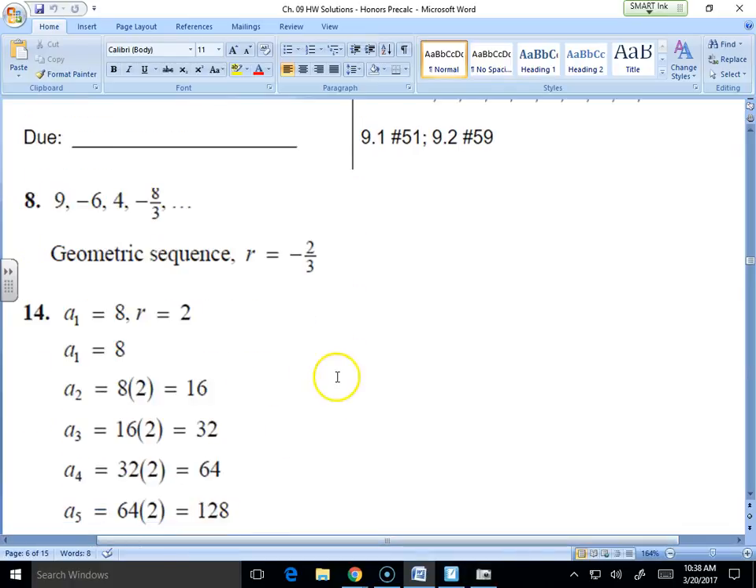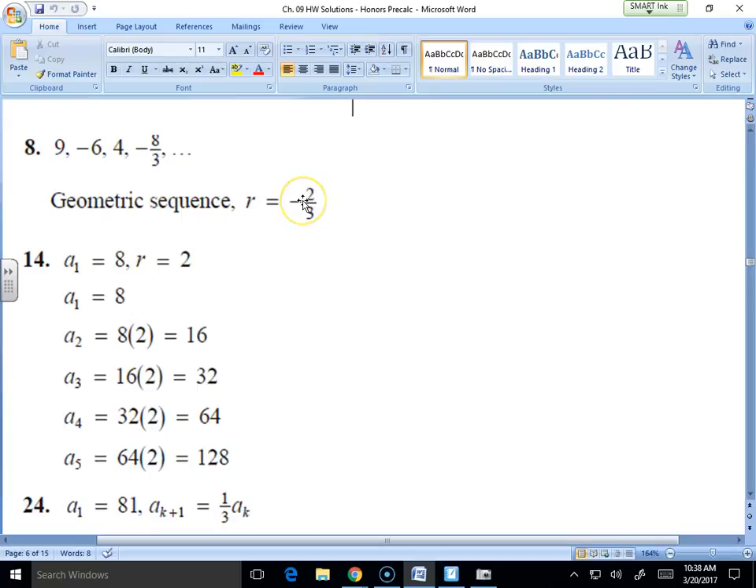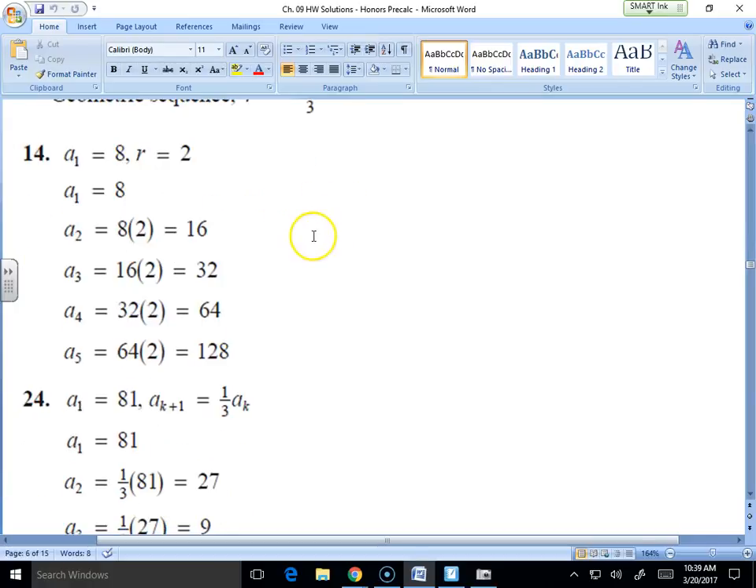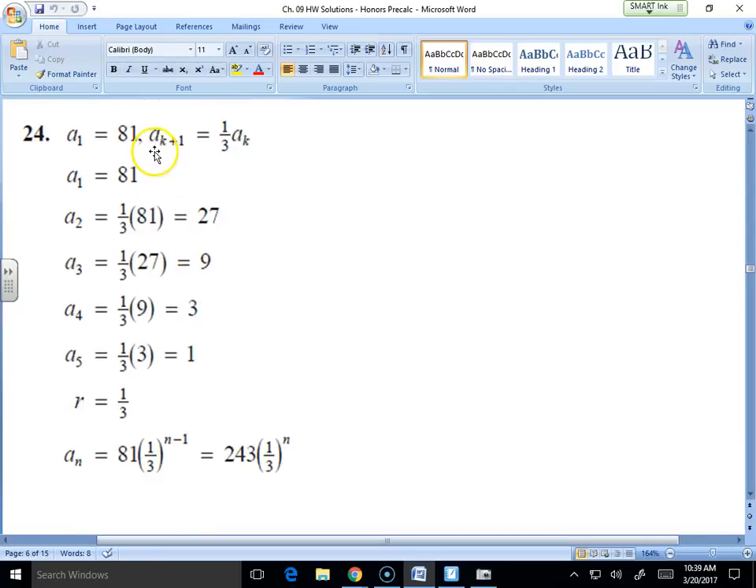9-3, number 8. Geometric, yes. R is equal to negative 2/3. Brandon, shh, Nolani, focus. Number 8, yes, it is geometric and R equals negative 2/3. Number 14. You guys can see the first 5 terms. Plug it in. Actually, no, not even plug it in. Use the pattern. Start at 8 and then times 2, times 2, times 2, times 2. Ta-da! Number 24. Use the pattern.